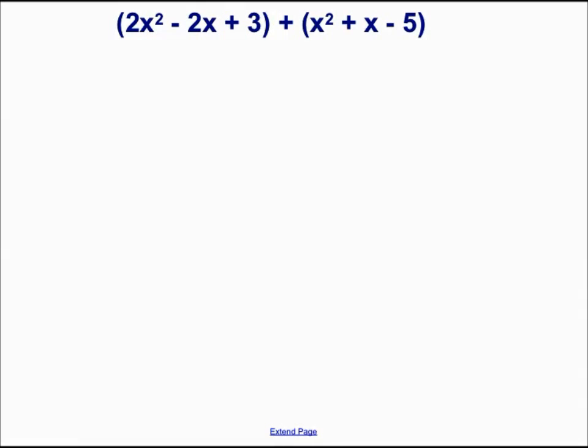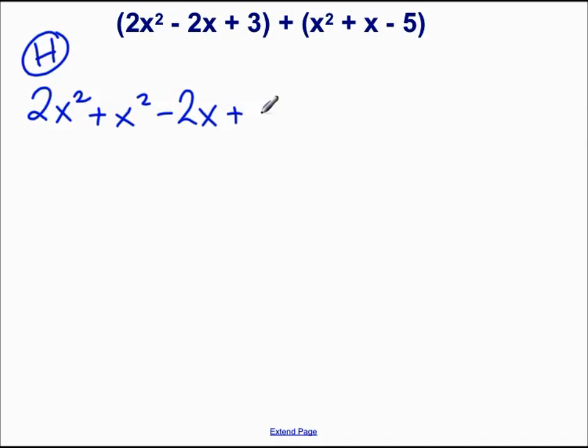Okay, so now let's do it with numbers. The Avengers helped with that example, but now we can do it on our own. Okay, so there's two ways to add. We can either do it horizontally or vertically. So first I'm going to do it horizontally, so you can get practice with that. I'm going to rearrange everything so that the like terms are together. So we have that 2x squared, we've got that x squared, we have a minus 2x, a plus x, we've got the 3, and the 5.